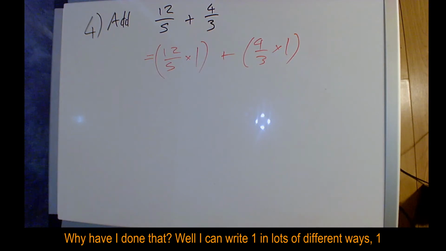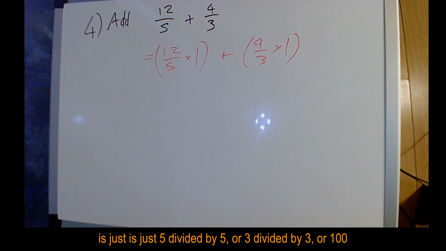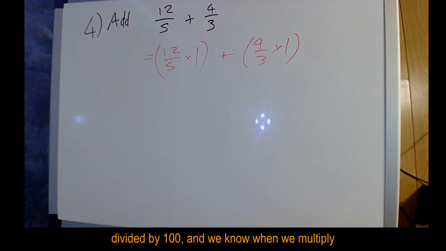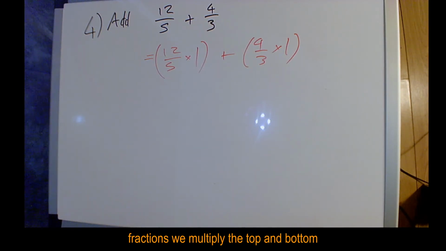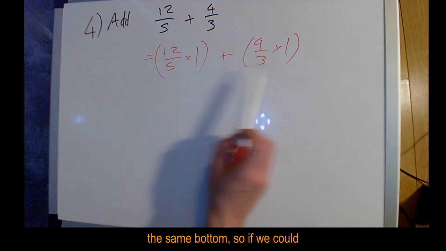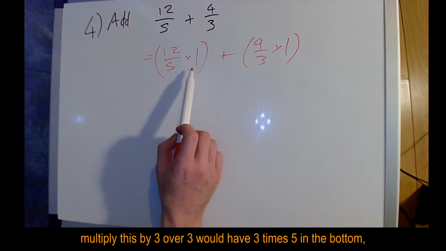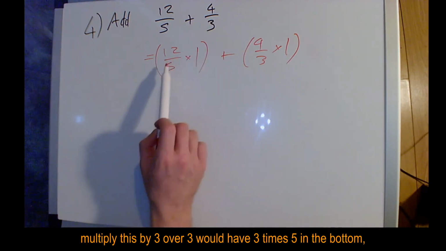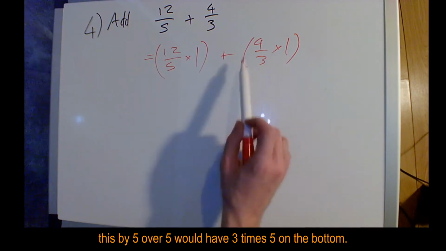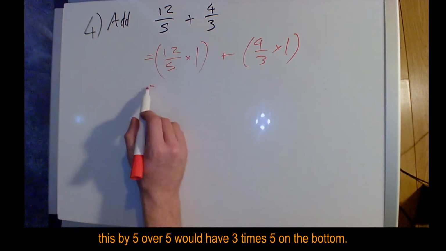Why have I done that? Well, I can write 1 in lots of different ways. 1 is just 5 divided by 5, or 3 divided by 3, or 100 divided by 100. And we know when we multiply fractions, we multiply the top and bottom. So we can use this technique to make our bottoms the same. So we'd like to have the same bottom. So if we could multiply this by 3 over 3, we'd have 3 times 5 on the bottom. And this by 5 over 5, we'd have 3 times 5 on the bottom.